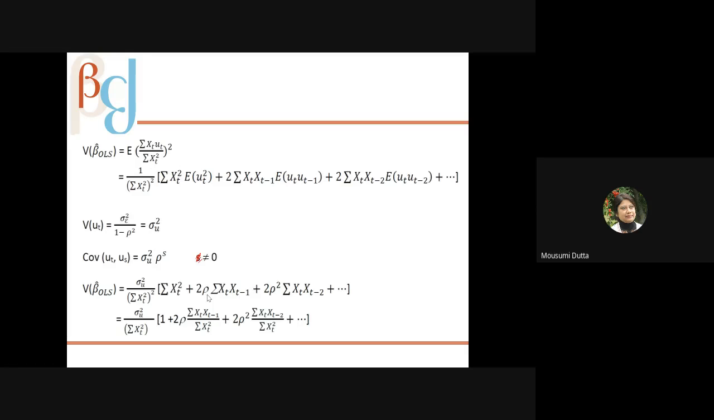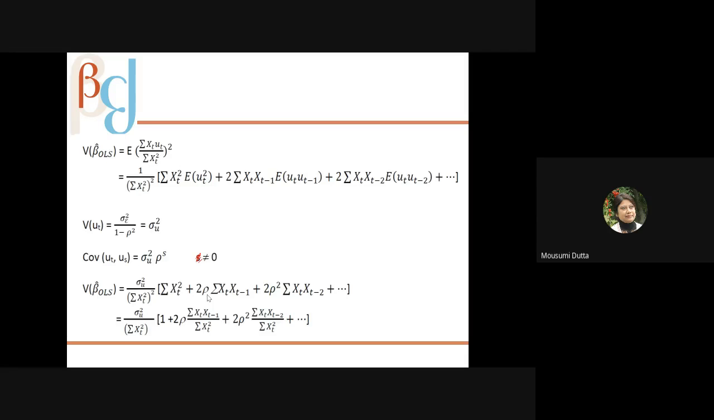Next is variance of beta hat OLS. Okay. So I'll stop with this slide. I'll not proceed further, as there are a set of equations and derivations. However, this is the last slide for today. So, variance of beta hat OLS.